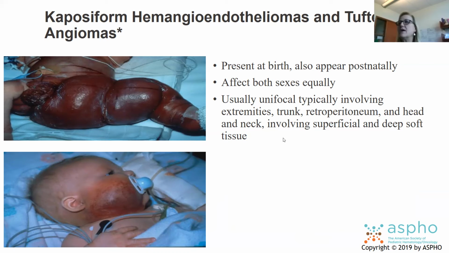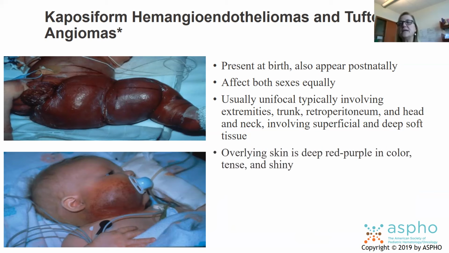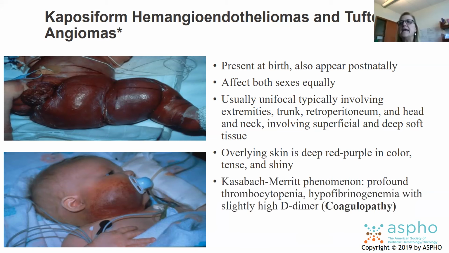They're not more common in the head and neck area. They're actually less common in the head and neck area versus infantile hemangiomas. You see what the overlying skin looks like: deep, purpuric, tense, shiny. And they're associated with a coagulopathy called Kasabach-Merritt. You see there's a star on this page, and this coagulopathy is highlighted. You need to know about this coagulopathy.